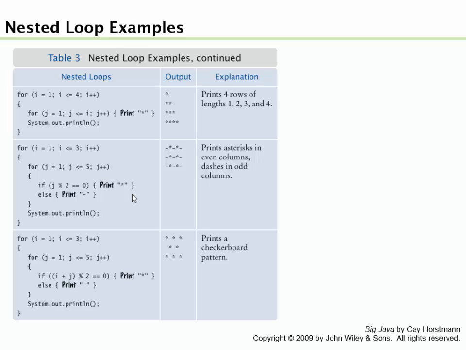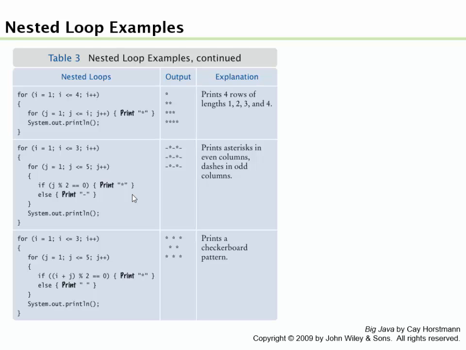You take j and you divide it by 2, but instead of returning the quotient, you return the remainder. So when j is even, the remainder will be 0, and when j is odd, the remainder will be 1. So the only 2 values you get out of that is 0 and 1. So if it's even, then it's going to print out a star. Otherwise, it's going to print out a minus. And so you see an alternating between the 2 patterns.